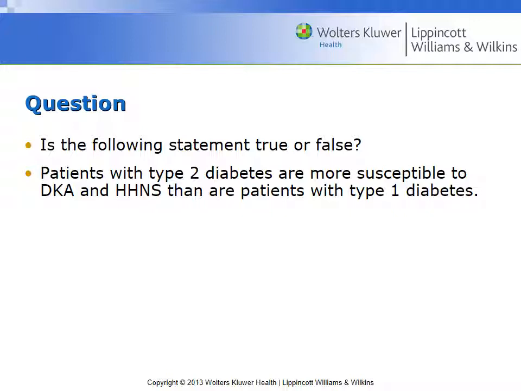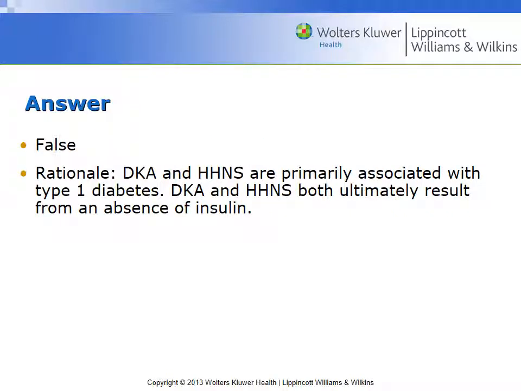Patients with type 2 diabetes are more susceptible to DKA and HHNS than are patients with type 1 diabetes. False. DKA and HHNS are primarily associated with type 1 diabetes. Both ultimately result from an absence of insulin, and both ultimately result in profound hyperglycemia.